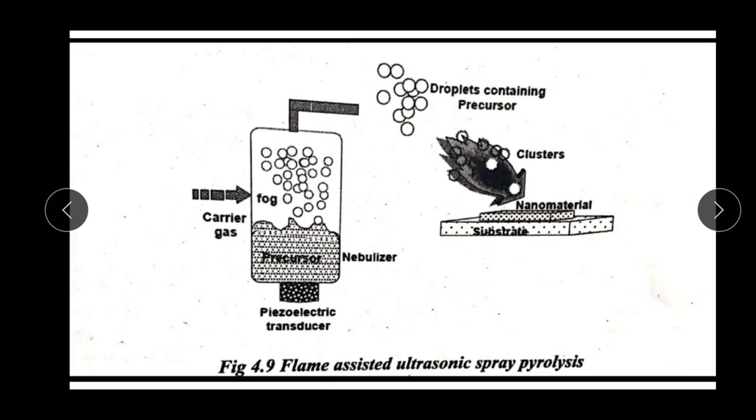Flame hydrolysis, which is a variant of this process, is used for the manufacture of fused silica. In this process, silicon tetrachloride is heated in an oxyhydrogen flame to give a highly dispersed silica. The resulting white amorphous powder consists of spherical particles with a size in the range of 7 to 40 nanometer.